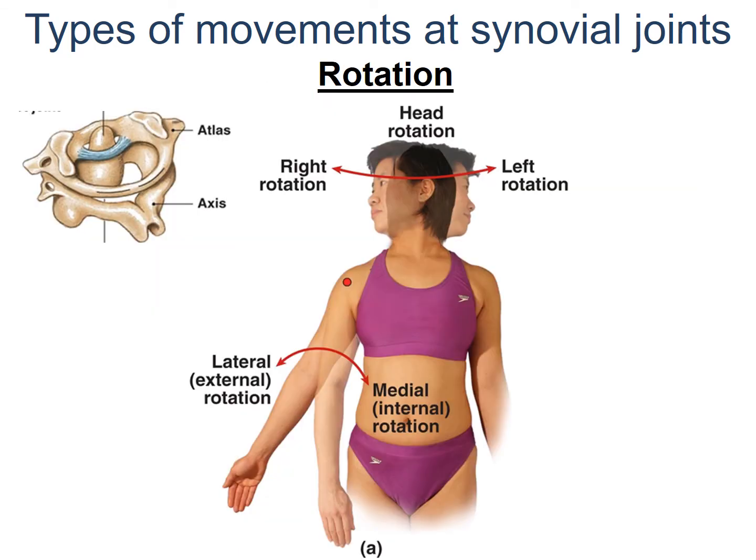Then we have rotation. We've talked about these: the atlas and axis at that pivot joint do a rotation that allows for right and left rotation of the head. And then remember we said radius and ulna, there's a pivot joint up in here that allows a person in anatomical position to rotate the palm of the hand in a posterior direction. That's occurring between radius and ulna. Okay, so those are just two rotations.